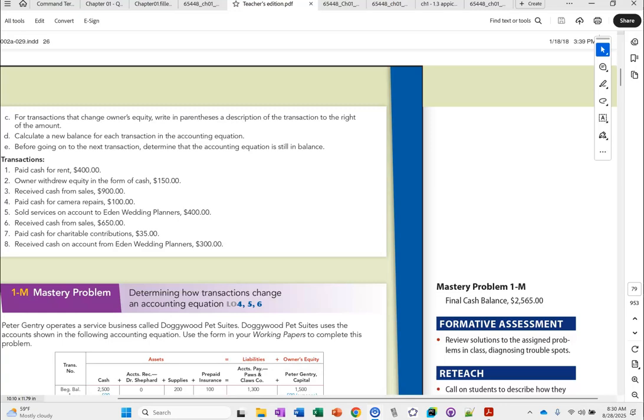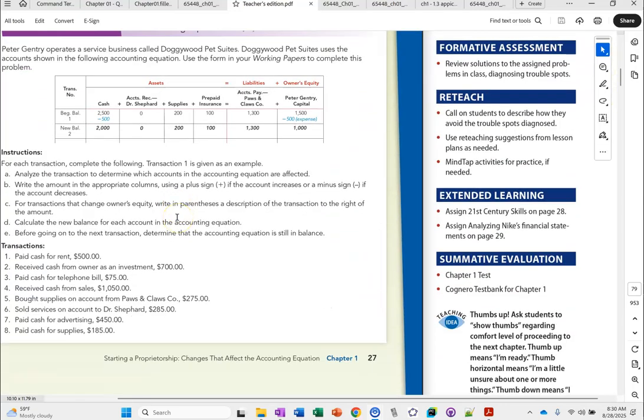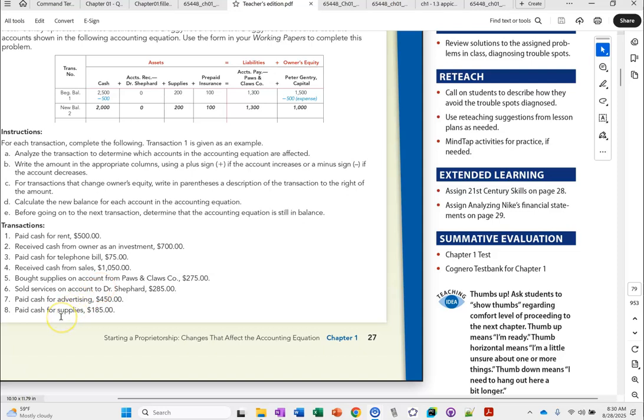The mastery problem here, I think, is a pretty fair representation of what you'd be asked to do as the accounting question on your test. Your test will have a vocab matching section, just like the study guide, a true and false section, just like the study guide, and then one big accounting question, kind of like your mastery problem. This is your test format. Does everybody feel okay with the format?